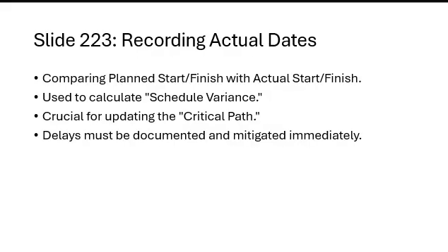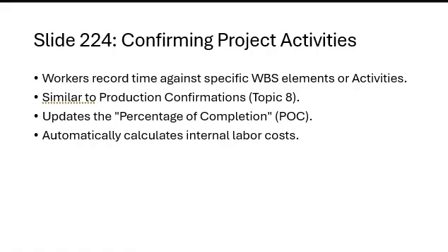Recording actual dates. This compares planned start and finish with actual dates. You need to use it to calculate the schedule variance for project timelines. It is crucial for updating critical path activities accurately. Delays must be documented and mitigated quickly. Recording dates ensures accurate project tracking overall.